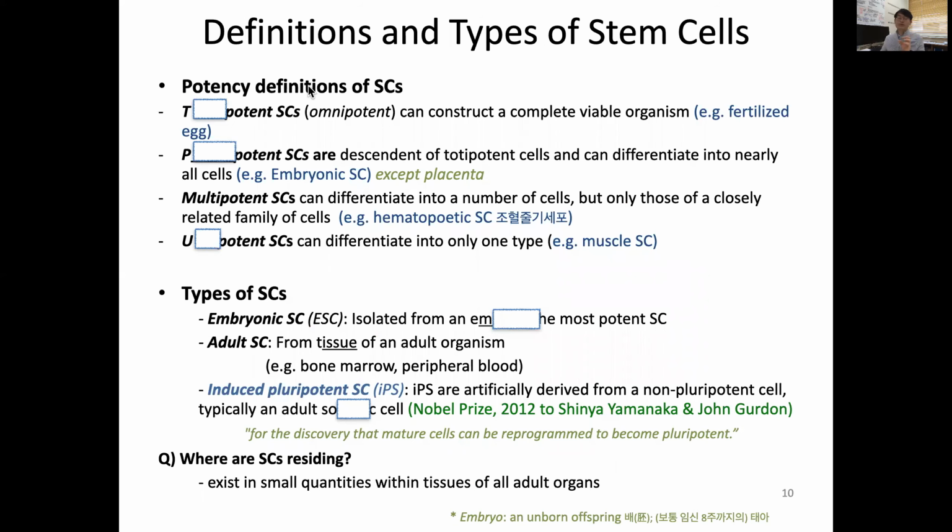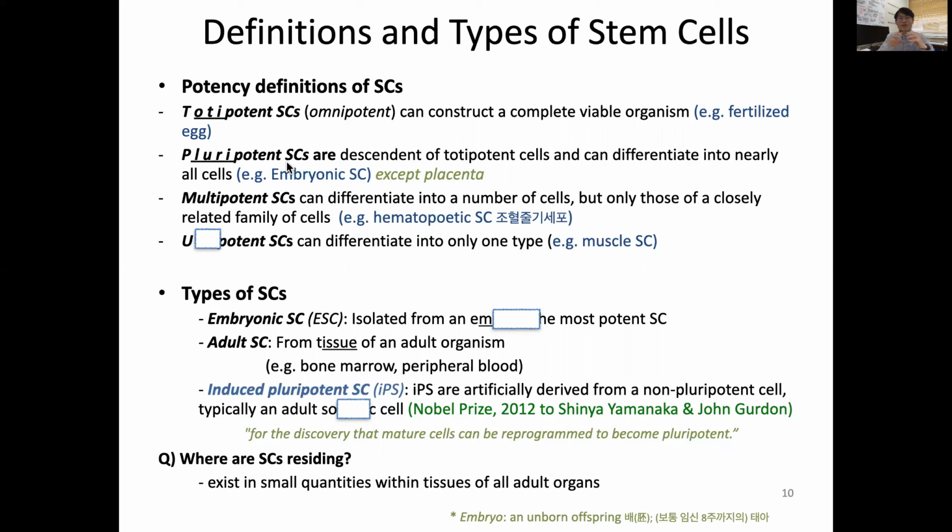So this potency definition of stem cells can be explained as follows. First, the stem cell which can construct a complete viable organism is called a totipotent stem cell, or some people say omnipotent. A good example is a fertilized egg. And descendants of these totipotent stem cells, which can differentiate into almost any cells in our body, are called pluripotent stem cells. A good example is the embryonic stem cell.